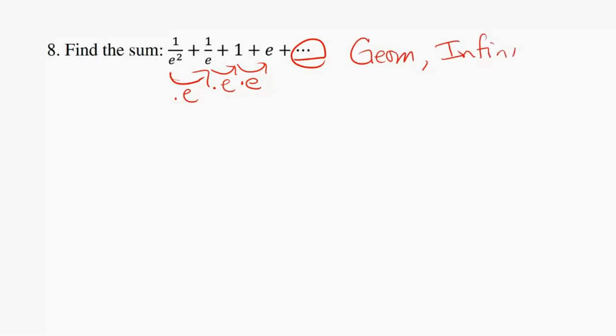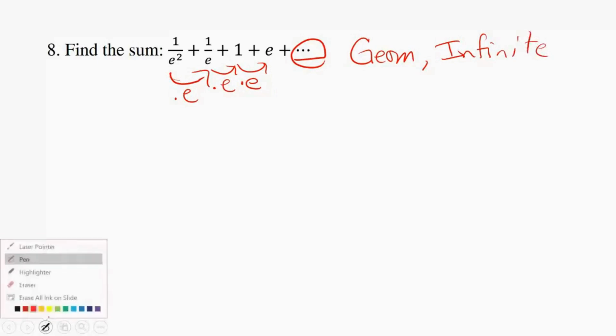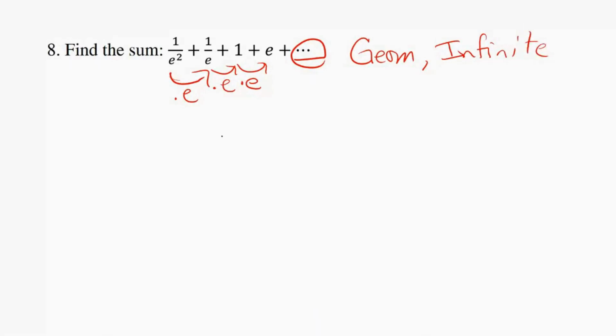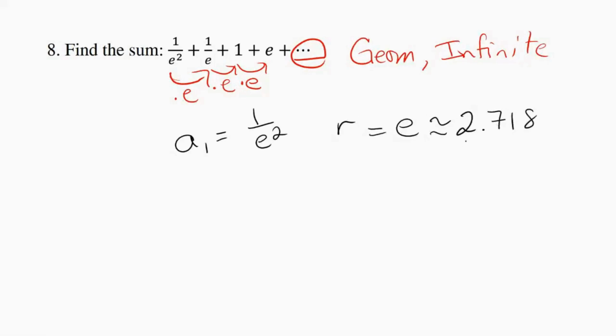So we're going to use that same formula that we did just a little while ago on the last problem. So a sub 1 is 1 over e squared, and then my common ratio is e. Do y'all know what e approximately is? Even though you don't know its exact decimal, you should know that it's 2.718, which is bigger than 1. Even if I do the absolute value, it's going to be bigger than 1. So since r is greater than 1, then the sum diverges.